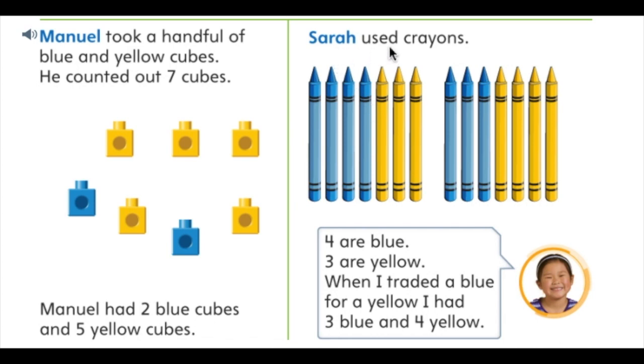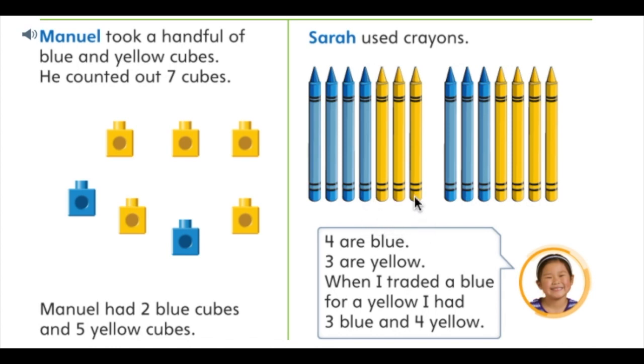It says Sarah used crayons. 4 are blue, 1, 2, 3, 4. 3 are yellow, 1, 2, 3. When I traded a blue for a yellow, so they took out this blue and made it yellow. Then I had 3 blue and 4 yellow. And if we count one set of crayons, 1, 2, 3, 4, 5, 6, 7.